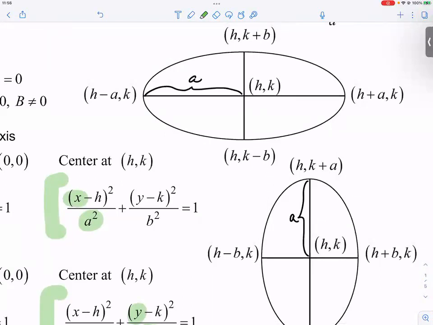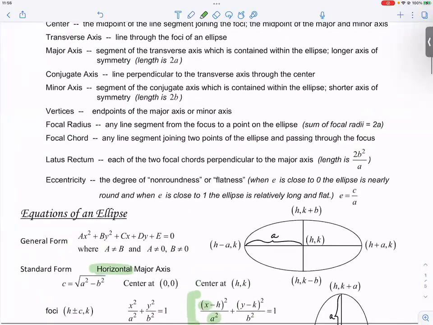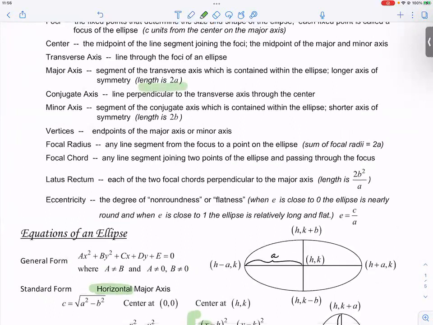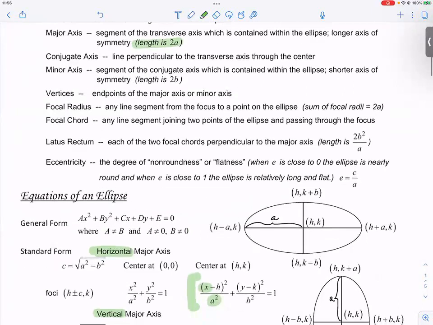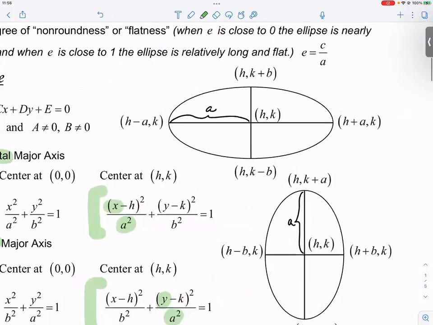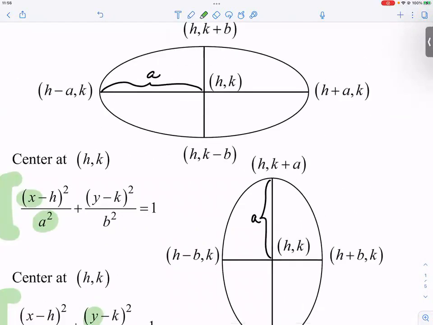So if that's A, what would you say about the length of the entire major axis? Well, 2A, right? So that's why up top, for the major axis, it says the length is 2A. I think it's common sense if you know what A is. So that's A, the long major axis. Guess what we use for B? B would be used to label the shorter minor axis, from the center to the end of the minor axis.